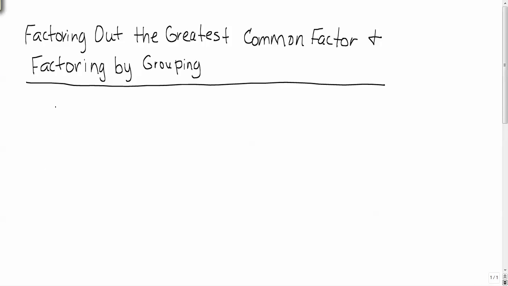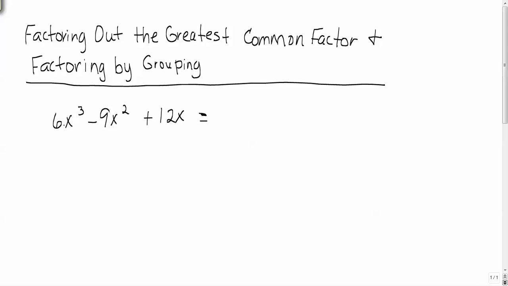Now, to factor out the greatest common factor, you have to first be able to find the greatest common factor. So let's say we have something like this. 6x to the third minus 9x squared plus 12x. And we want to factor out the greatest common factor.